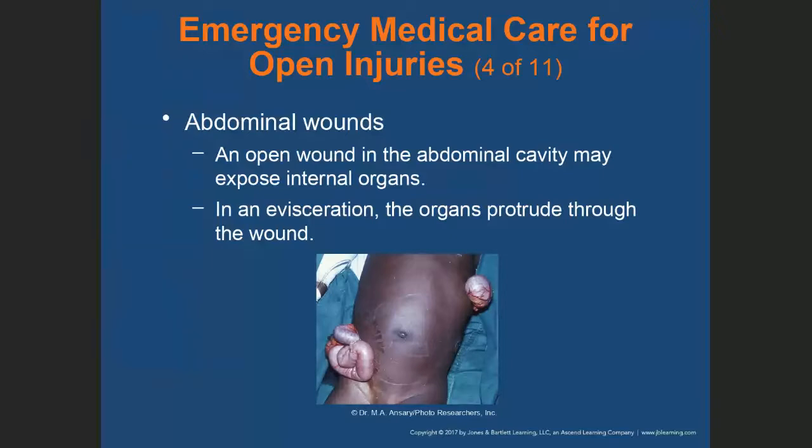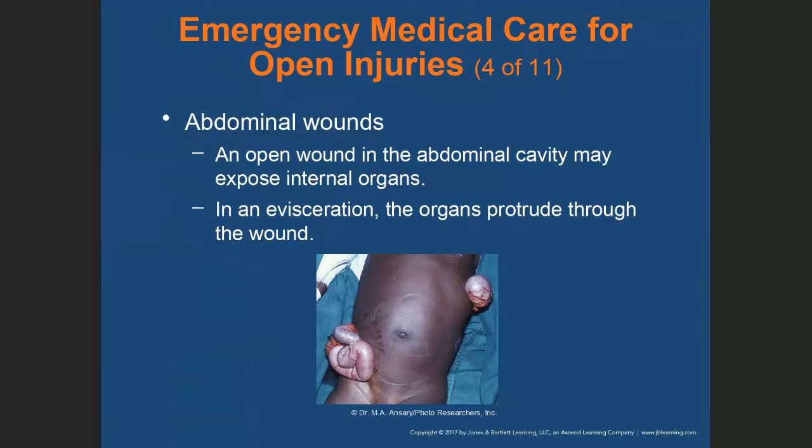All right, now abdominal wounds. An open wound in the abdominal cavity may expose internal organs. And this was a question that Mr. Morant was asking about. If the intestines are outside, what are you supposed to do? Right, so when the intestines are outside, it is referred to as an abdominal evisceration. So that's the organs protruding through the wound.